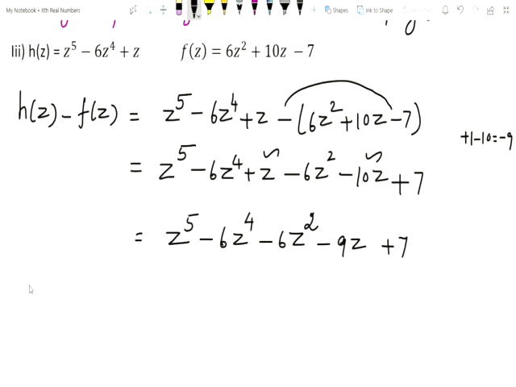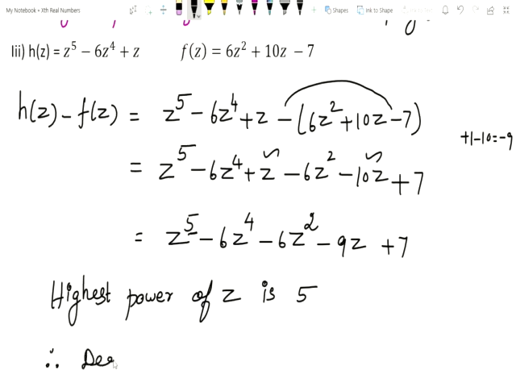Next we need to find out the degree. Here the highest power is 5. So the highest power of z is 5. Therefore the degree of the polynomial is 5. Do you understand, children?